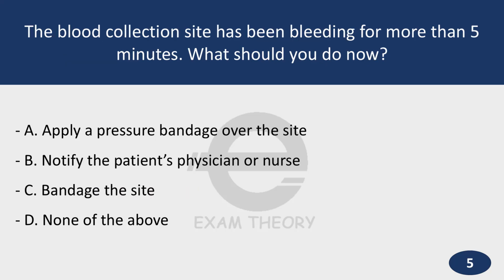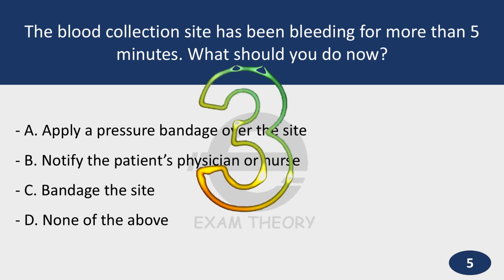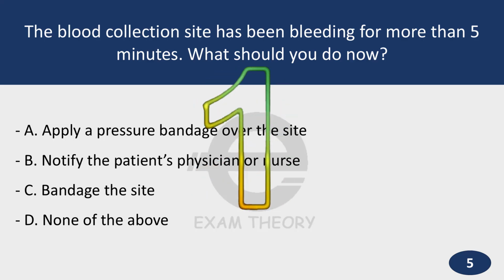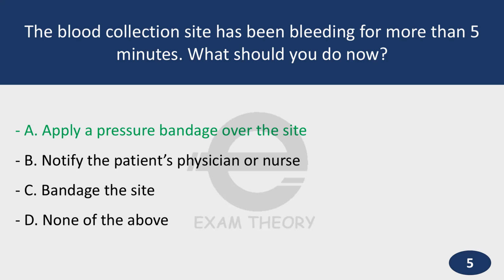The blood collection site has been bleeding for more than 5 minutes. What should you do now? A. Apply a pressure bandage over the site. B. Notify the patient's physician or nurse. C. Bandage the site. D. None of the above. The correct answer is A. Apply a pressure bandage over the site.